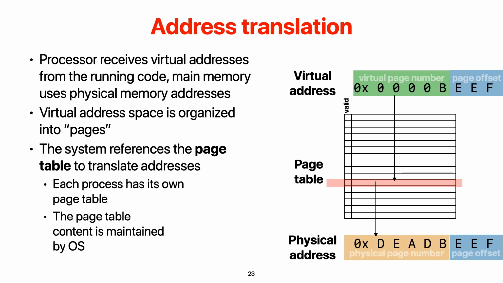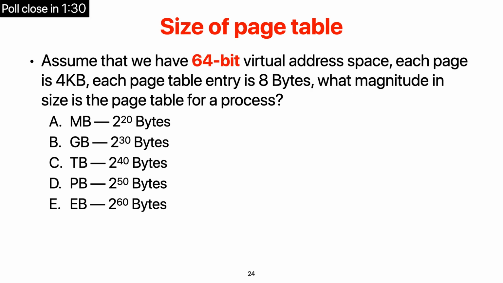Now, thinking about this, if I have a naive page table implementation like the previous slide, and we have a 64-bit virtual address space, each page is 4 kilobytes, and each page table entry is 8 bytes, how big would the page table be?